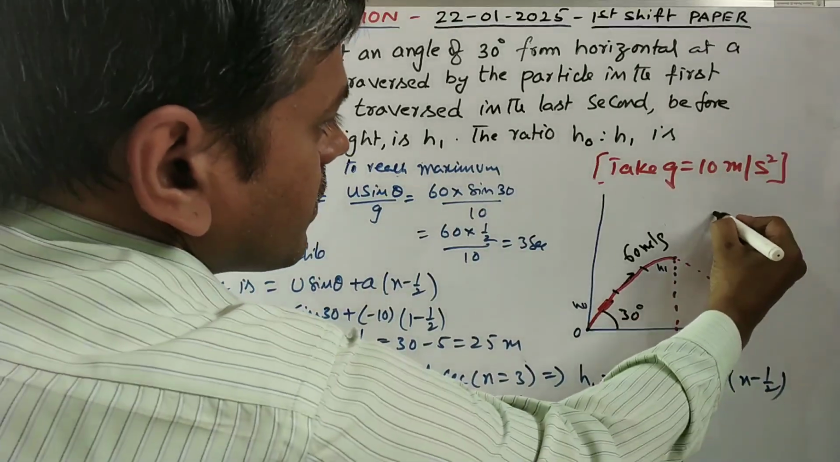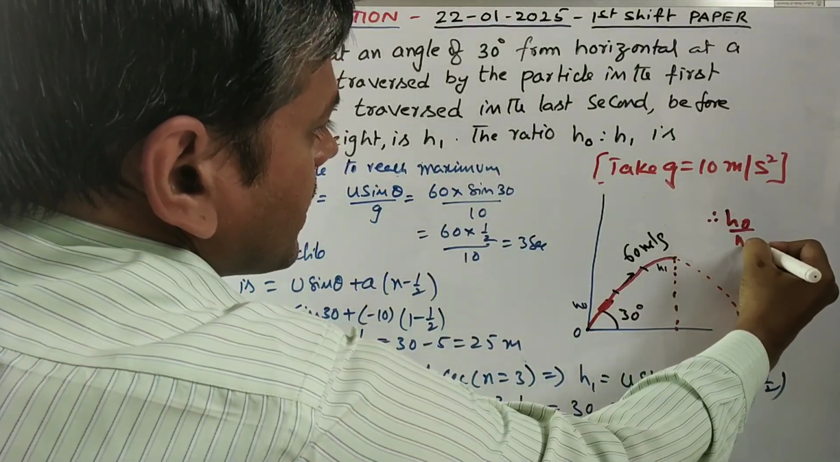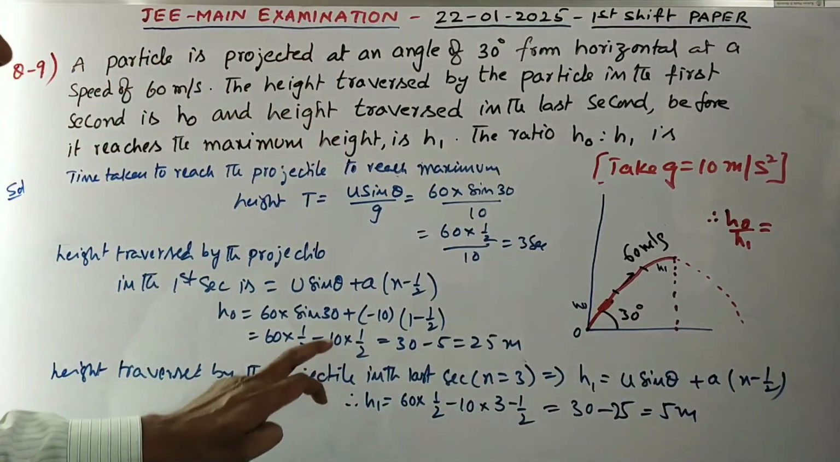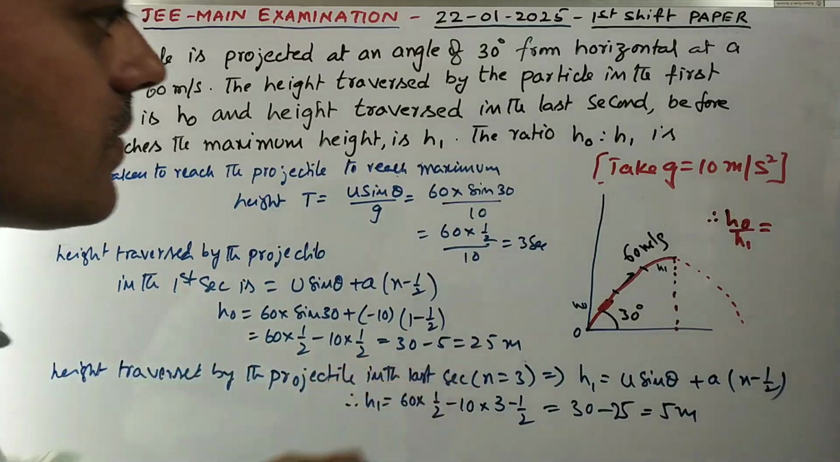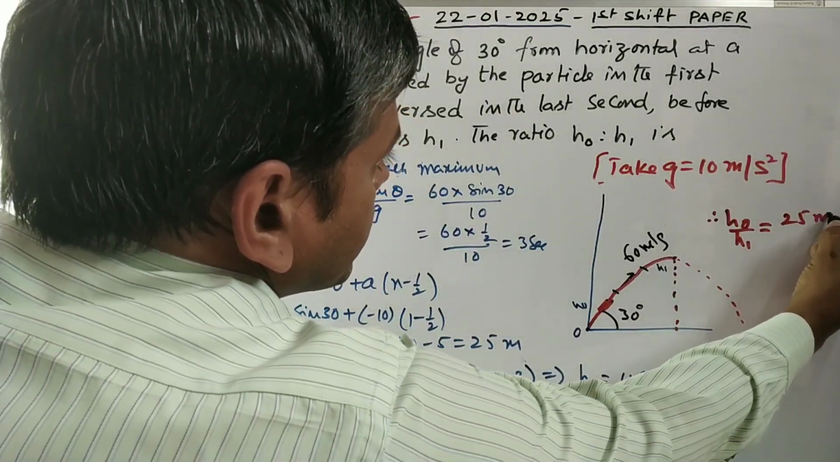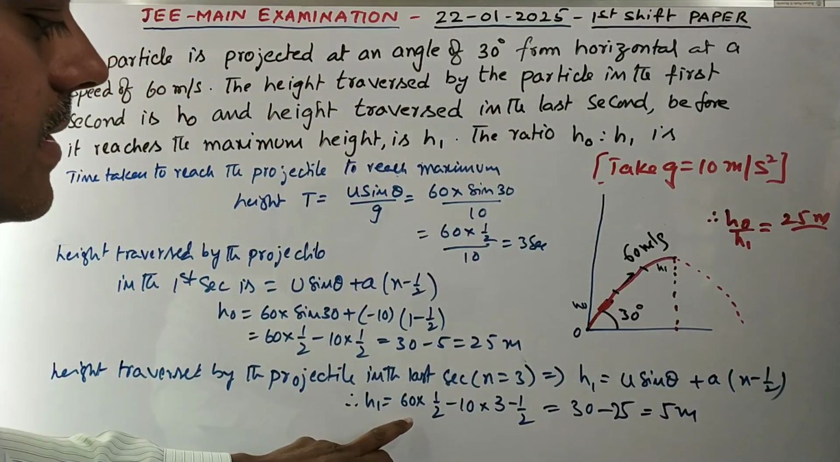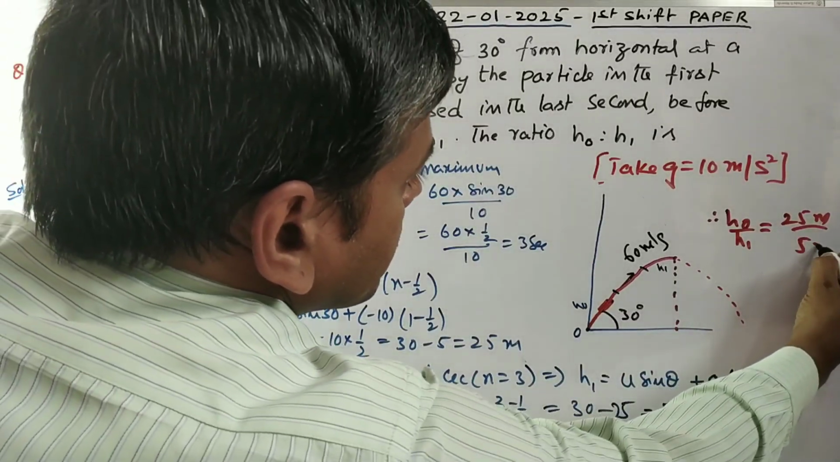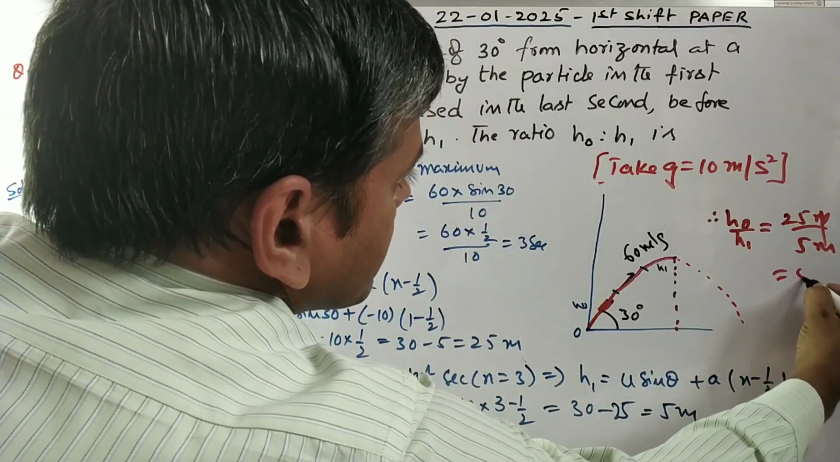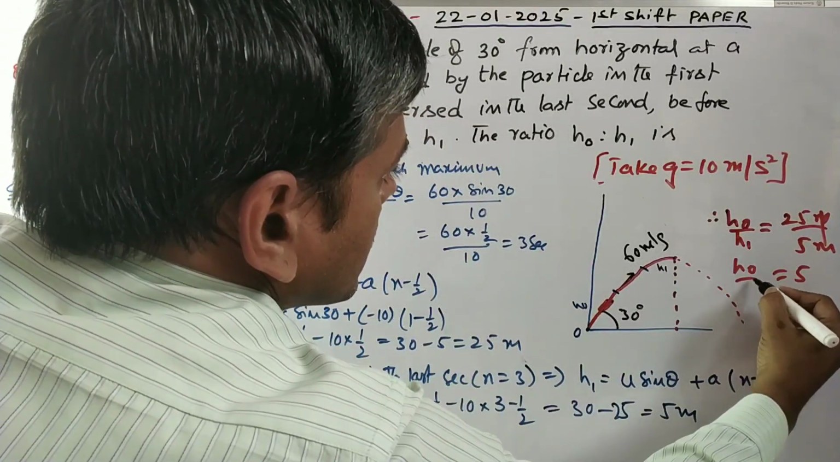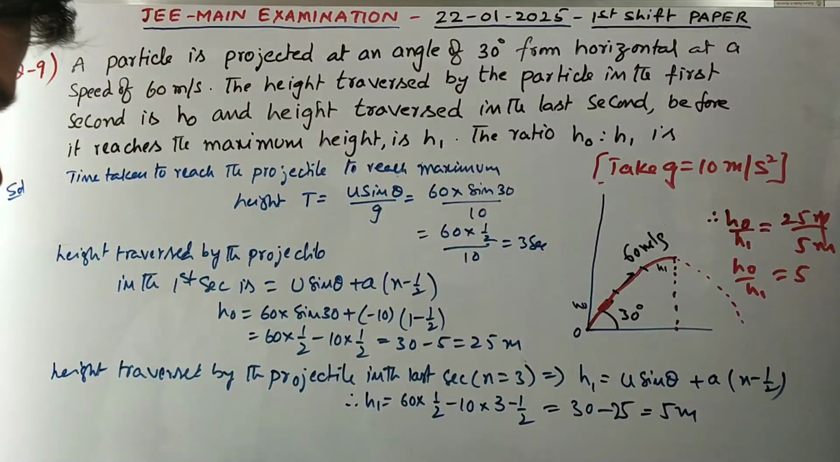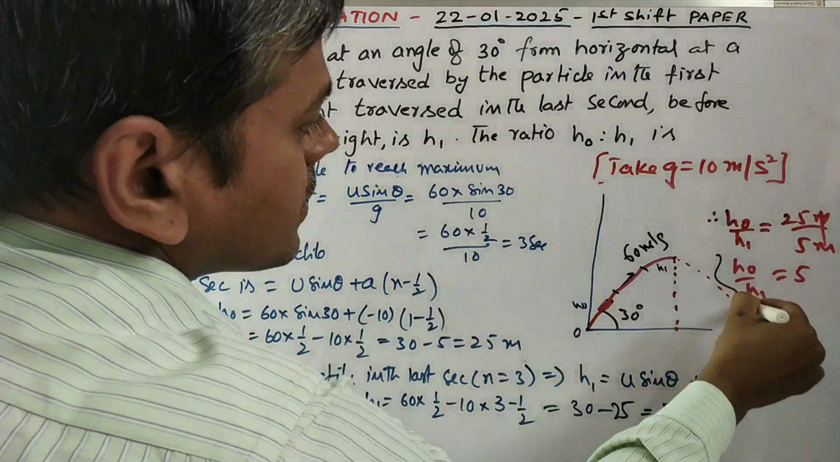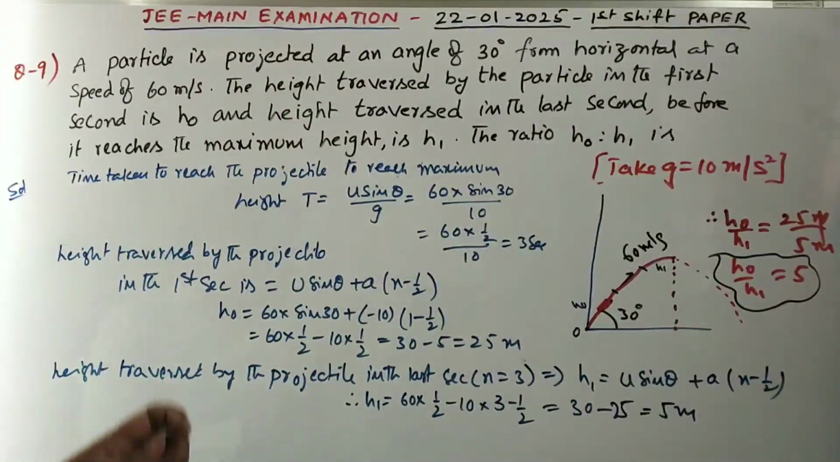Okay, what is being asked? Therefore the required h0 by h1 is the distance traveled in the first second, 25 meter, by the distance in the last second, 5 meter. This cancels 5 and 5. So h0 by h1 is equal to 5. This is the answer for this question.